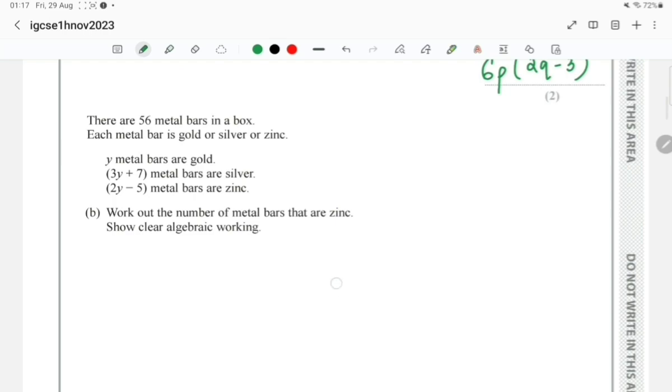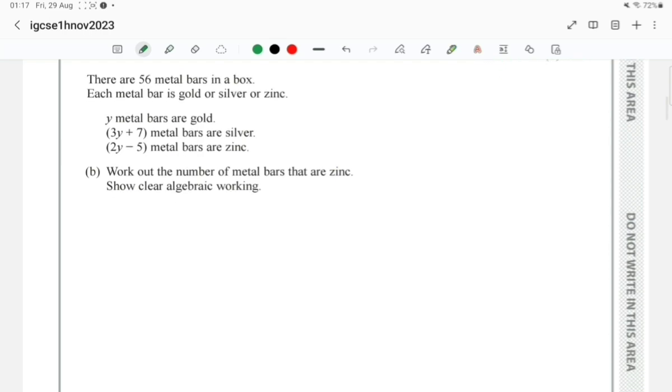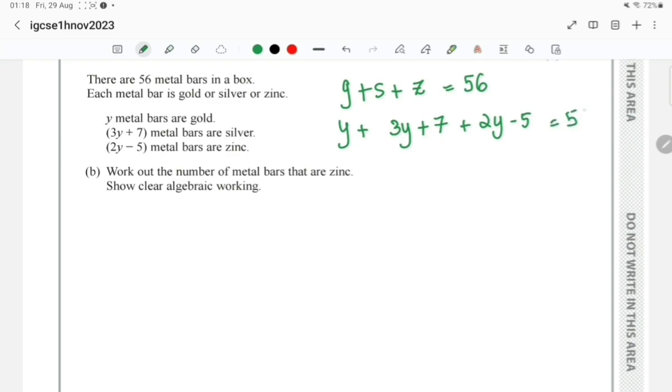There are 56 metal bars in a box. Each metal bar is gold, silver or zinc. So I have gold plus silver plus zinc, a total of 56. Now it says y metal bars are gold, 3y plus 7 are silver, and 2y minus 5 are zinc. If I add all of that, I should be getting 56, right? Now, work out the number of metal bars that are zinc.